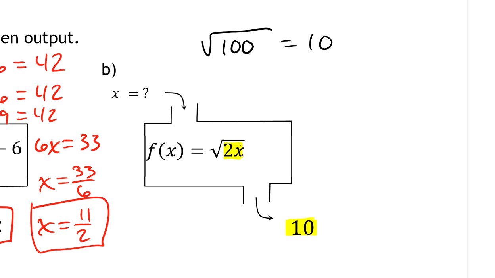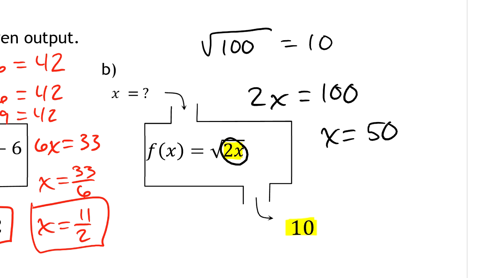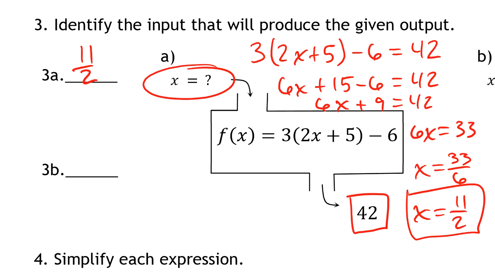So what I'm going to do is take this 2x and say, look, I need to make you 100. And if I make you 100, I've got this. Well, it's relatively easy to solve that, right? Divide both sides by 2, and we get that x has to be 50. So if I plug that in, 2 times 50 is 100, and the square root of 100 is 10. So that definitely is the correct input value that produces an output of 10. So this one we're going to place 50 as our answer. Let's move on to 4.